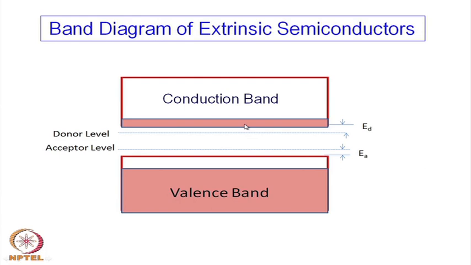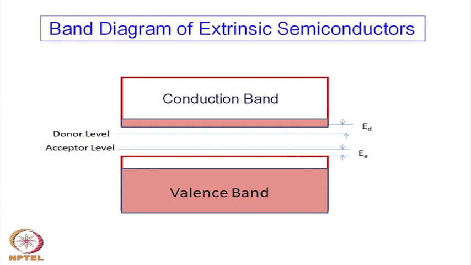So, only a little bit of energy is good enough to ionize the element, and the extra electrons will be contributed to the conduction band. Donor atoms actually contribute some free electrons to the conduction band. And once they get into the conduction band, it becomes very easy for them to contribute to the conductivity process. So, these are the band diagrams for the donor levels and the acceptor level. Acceptor level is very close to the top of the valence band, whereas the donor energy is very close to the conduction band, just below the conduction band.